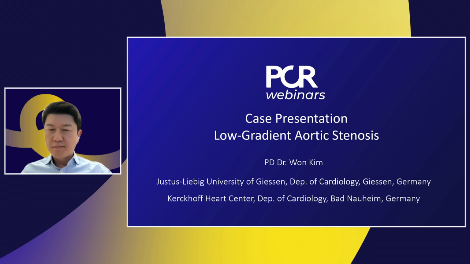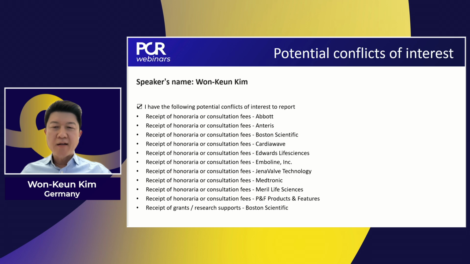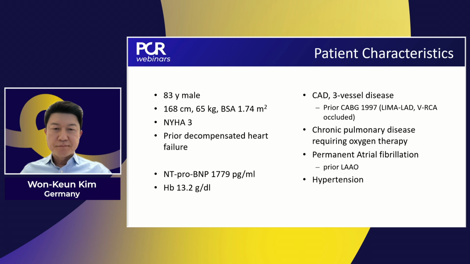Can you see? Yeah. So it's a case that really fits the topic that we have, and I think it's a scenario that we frequently see in our daily clinical practice. So let's go straight forward to the case. 83-year-old male patient, BSA of 1.74. This patient is highly symptomatic with NYHA class 3 and also prior decompensated heart failure.